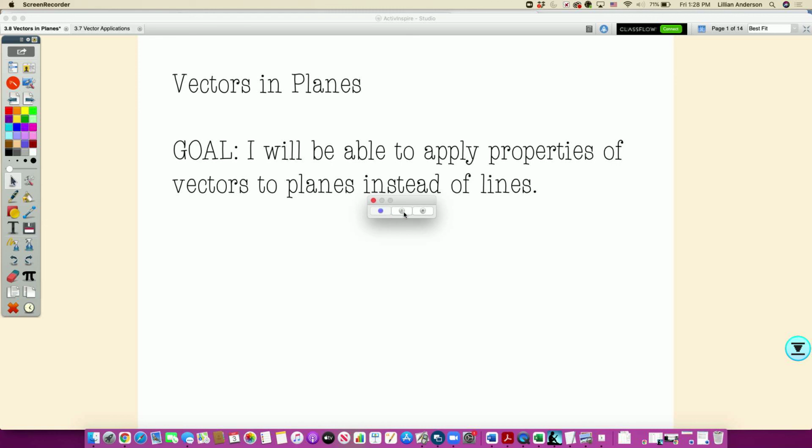So today, we're talking about vectors and planes. You guys are going to be able to apply properties of vectors to planes instead of lines this time, okay? So the focus is on planes. We talked about lines last class, and then we'll have applications, and then that will wrap up vectors.